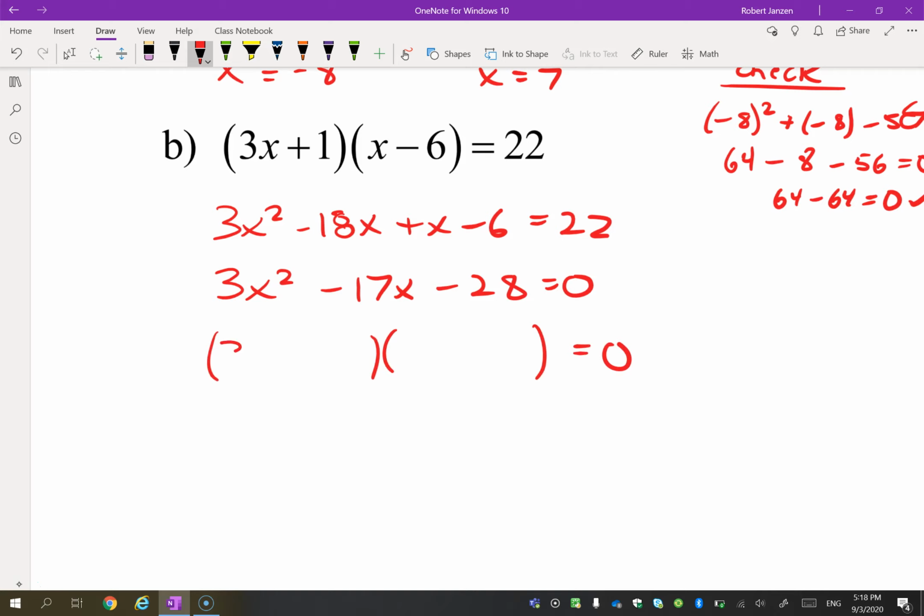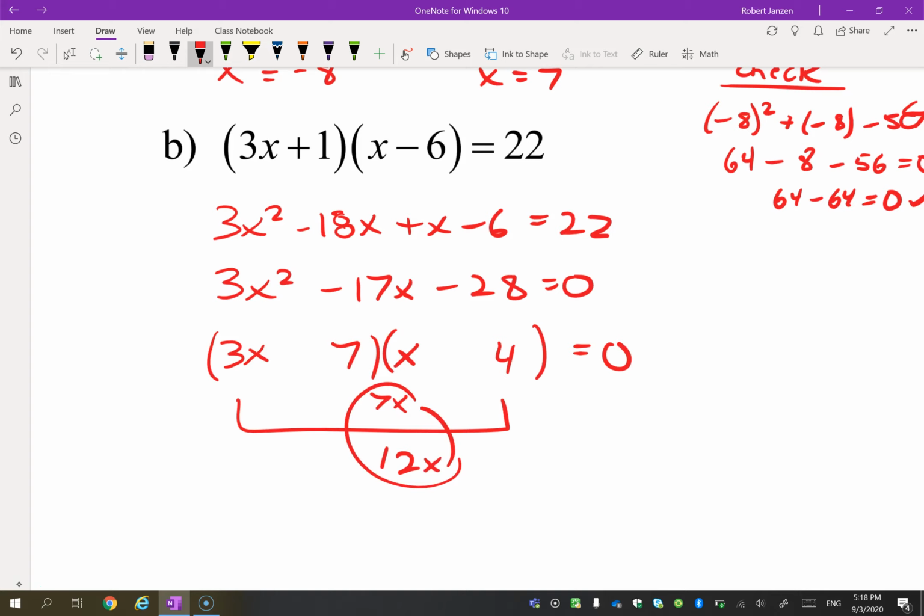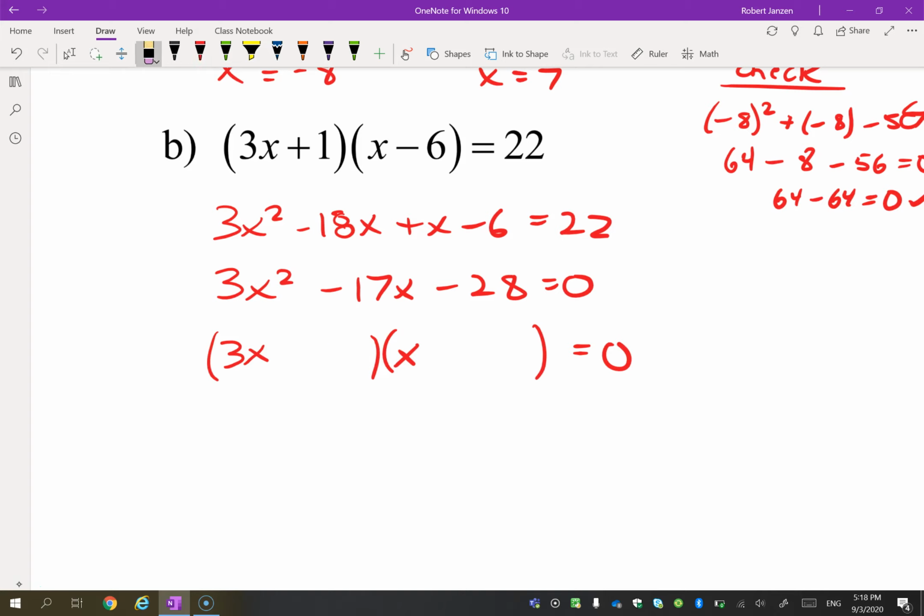So this is 3x and x. What multiplies to 28 that's going to help me get to 17? Let's take a guess. We could try 7 and 4. That means we would get 12x here and 7x here. Do those combine to 17? No, they don't work. So that's not going to be a good plan.